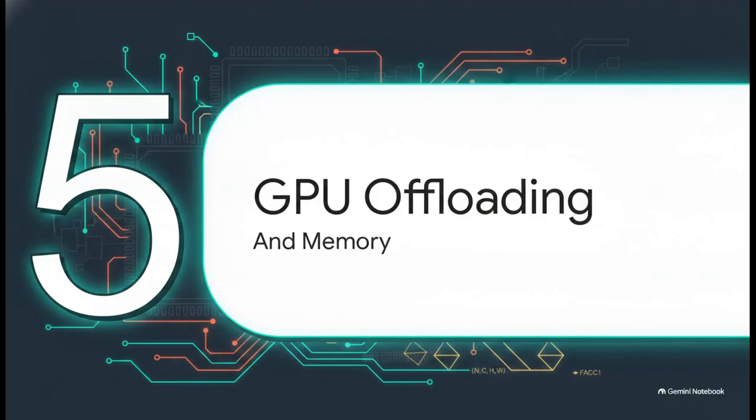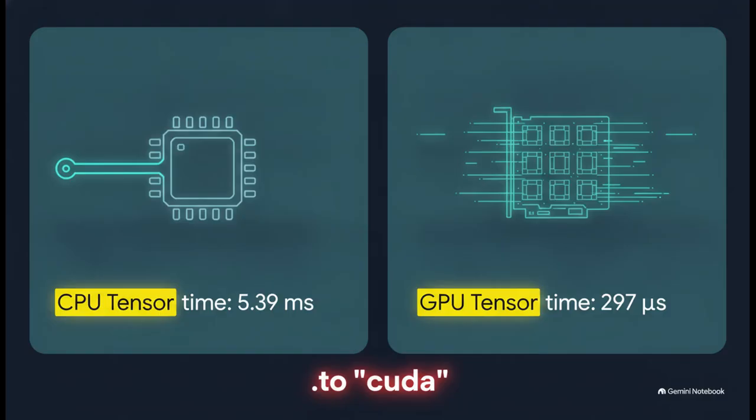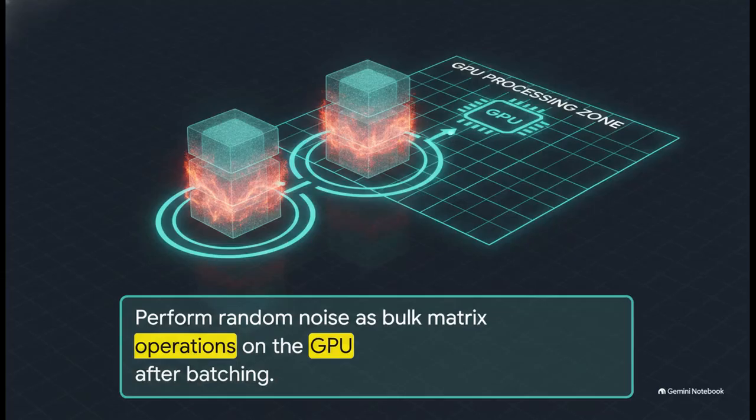Finally, let's wrap up with Section 5, GPU offloading and memory. It's honestly so easy to forget just how vast the hardware gap is. Just look at the numbers for a simple tensor matrix addition. Pushing your tensors to the GPU yields nearly a 20 times speed multiplier. 20 times! This is exactly why offloading your heavy mathematical lifting to the graphics card isn't just nice to have, it is absolutely mandatory.